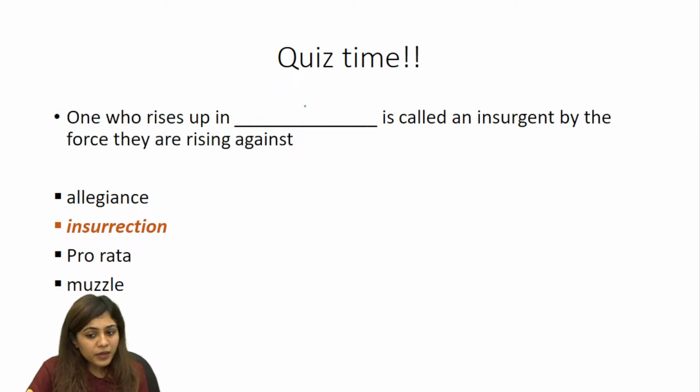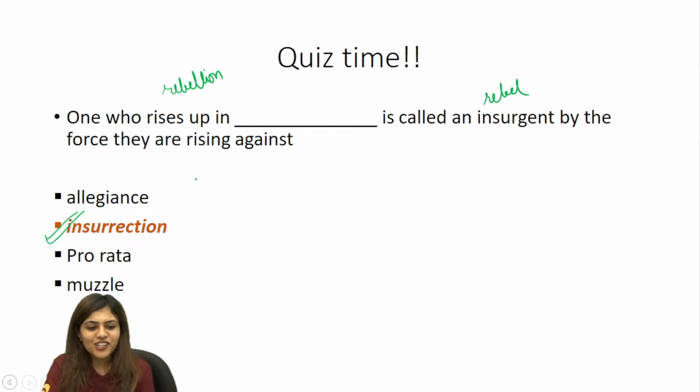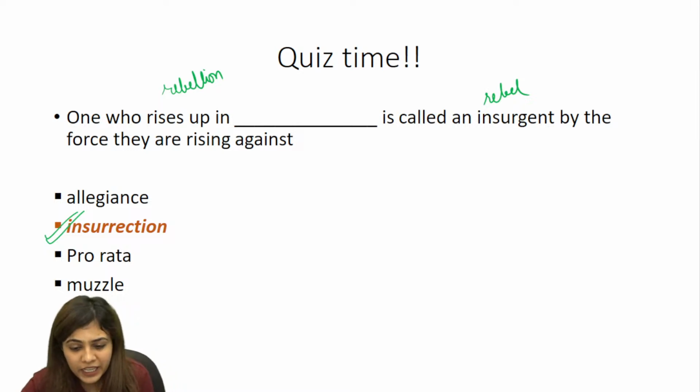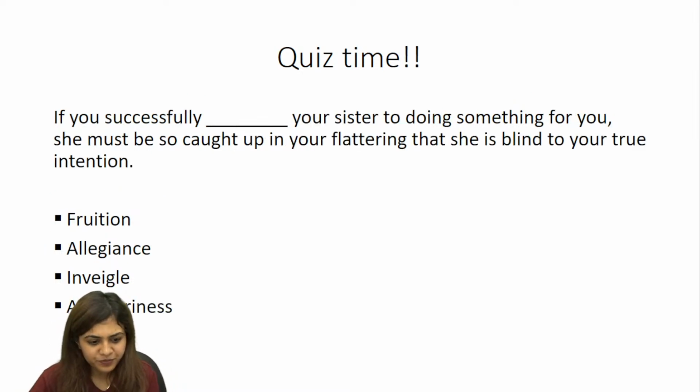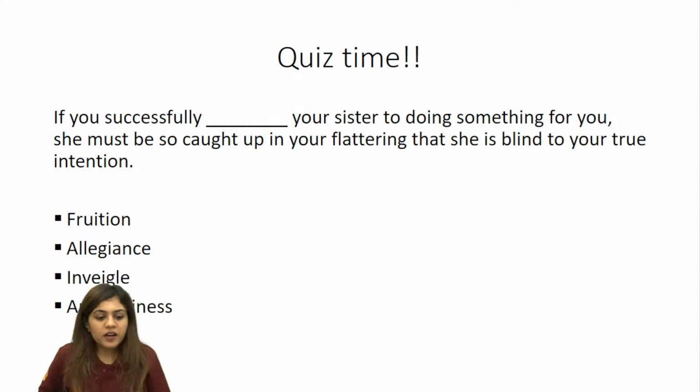One who rises up in insurrection, that means one who rises up in rebellion, is known as a rebel. The answer is B. यहाँ पे लॉयल्टी नहीं होगी क्योंकि आप किसी के अगेंस्ट जा रहे हो ना, तो अगर किसी के अगेंस्ट जा रहे हो तो हाउ आर यू लॉयल टू देम? द आंसर इज बी. मूविंग टू द नेक्स्ट वन. Yes, very good. Vaibhav, Harisharan, correct answer.